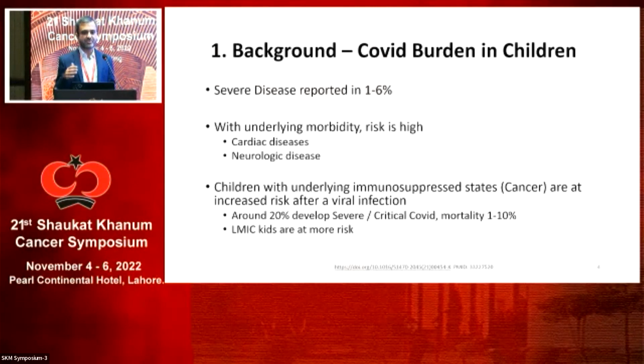And we know this from our historical knowledge, when influenza and other viral infections came, in this specific subset of the population. So we can safely say, based on the current evidence, that around 20% of children with cancer who get COVID go on to develop severe disease, with a reported mortality of 1 to 10%. But this mortality data, again, mainly comes from high-income countries.